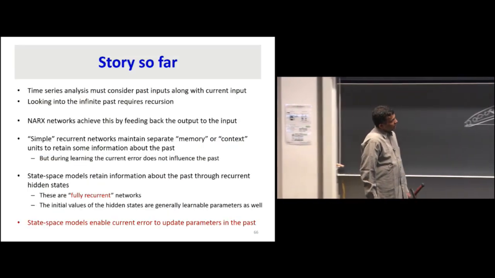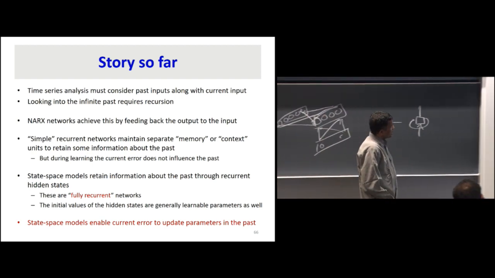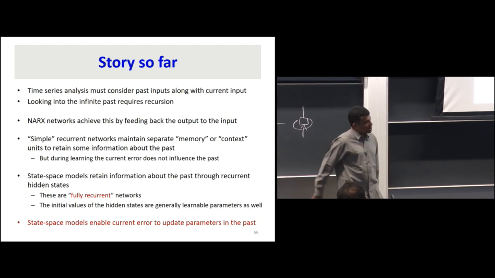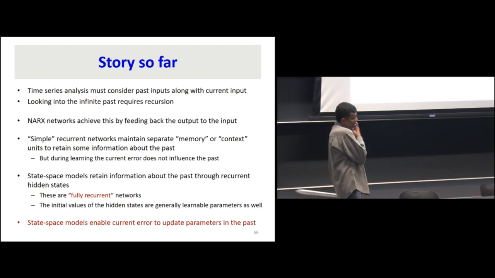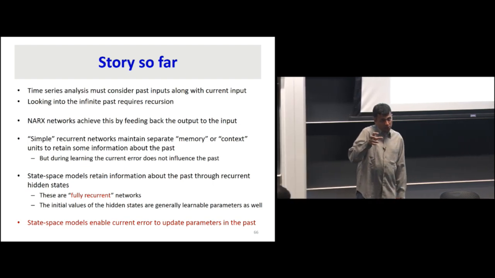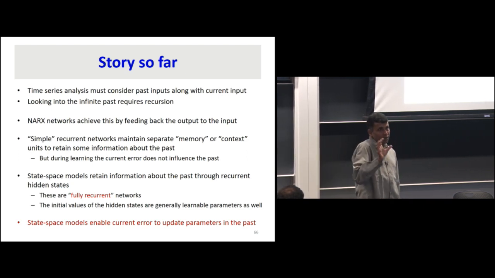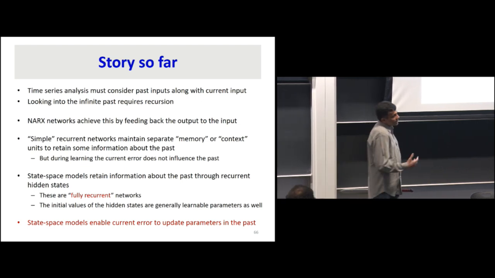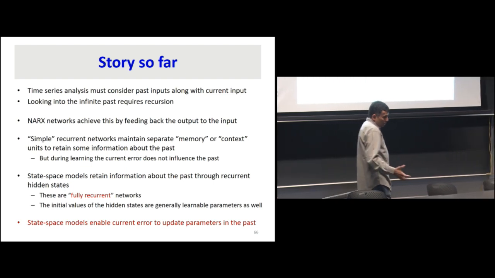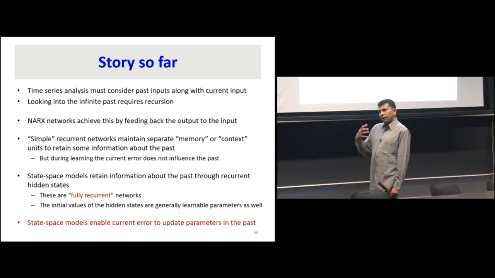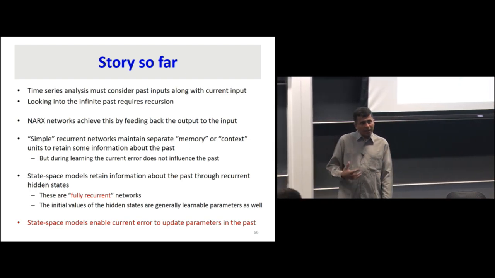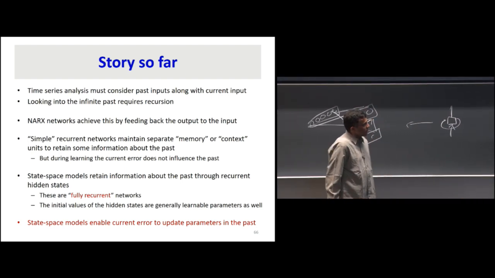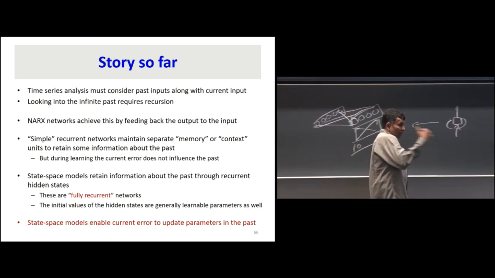So again, to summarize, time series analysis must consider past inputs along with the current input, and because it's looking into the infinite past, it requires recursion. And Elman networks do this by feeding the output back to the input. Simple recurrent networks, those are the first ones we saw, maintain separate memory or context units to retain some information about the past. But the more comprehensive models are the state space models, which employ some state variable and store information recursively through the state variable. These are fully recurrent networks. And state space models enable the current error to update parameters in the past.